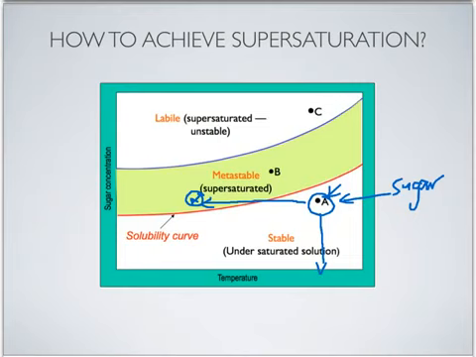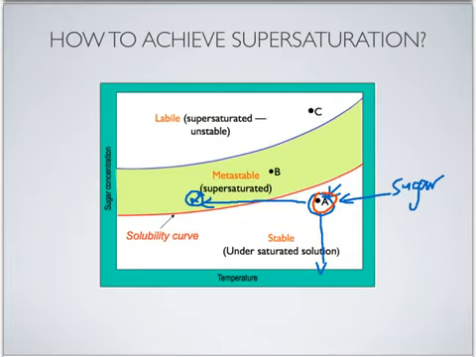The second method to create supersaturation is the one that is commonly used commercially, or in the industry, for example in the production of sugar. So the second method is by evaporating the solvent from the solution. Let's say we start at point A again here. So we have an undersaturated solution. Now we heat up the solution. For example, we can do this in an evaporator under vacuum.